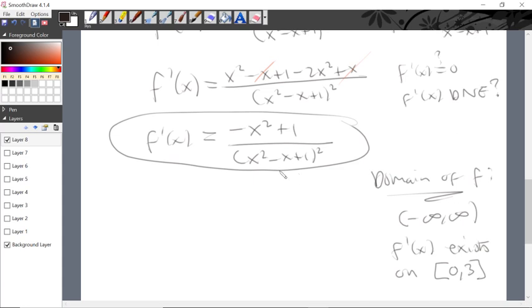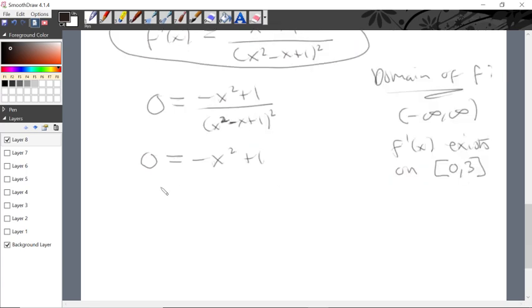If we have any critical numbers, they would be found wherever this is equal to 0. So let's set it equal to 0: 0 equals negative x squared plus 1 over x squared minus x plus 1 quantity squared. We can multiply both sides by the denominator, which is never going to equal 0. So now we're solving 0 equals negative x squared plus 1. x squared is equal to 1, so x is equal to plus or minus 1. We found values of x that make the derivative equal to 0. Are these the critical numbers? x equals 1, x equals negative 1.